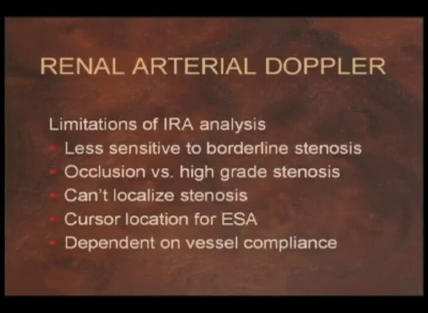Now, what are the limitations of intrarenal arterial analysis? Well, many people, including myself, feel that it's less sensitive to borderline stenosis than main renal artery analysis. It does not distinguish occlusion with collaterals from a high-grade stenosis. It doesn't localize the stenosis to proximal, mid, or distal renal artery. And in fact, you can get changes if the stenosis is in the aorta or in the aortic valve. Sometimes the cursor location for measuring the early systolic acceleration is questionable, and all of it is dependent on having compliant vessels, which is not always the case, especially in elderly patients with significant intrarenal atherosclerosis.